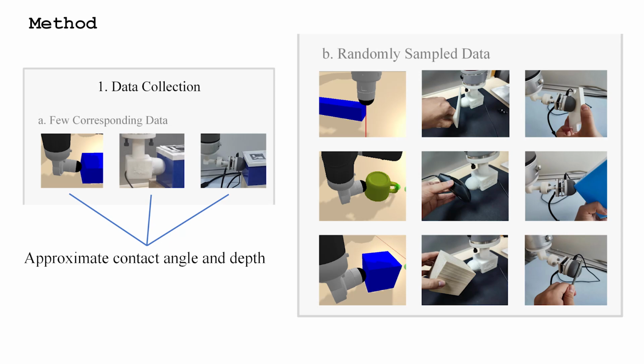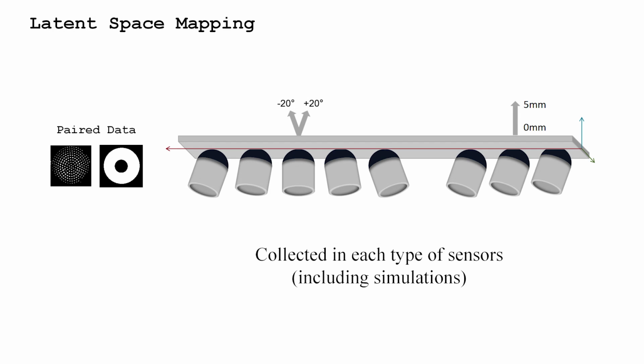We collected image samples from various types of sensors under different contact conditions. We also gathered a limited set of paired image samples from these sensors under the same contact conditions. Within a certain range of contact angles and contact depths, these paired images include those taken at the same contact angle and the same contact depth.